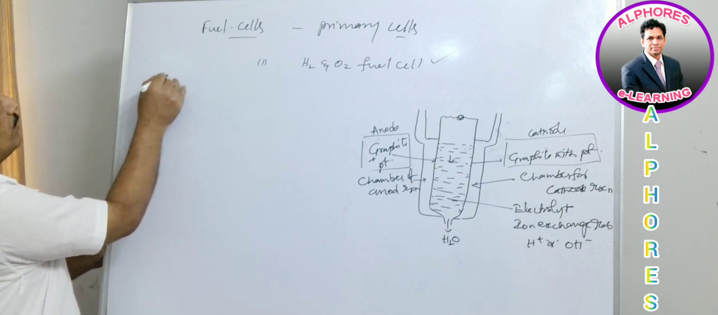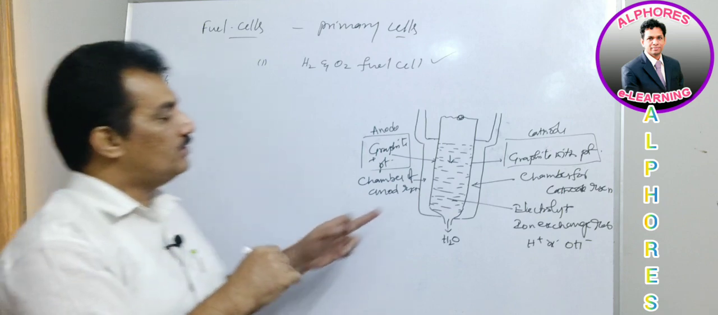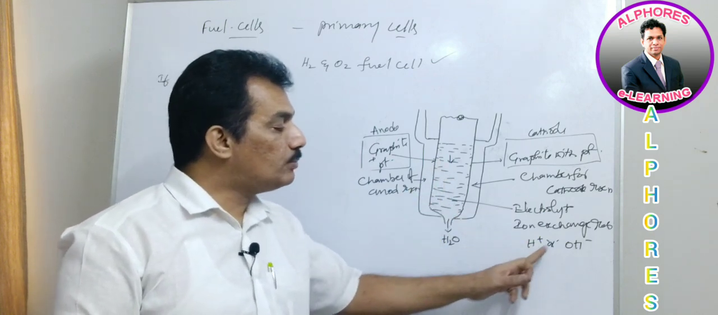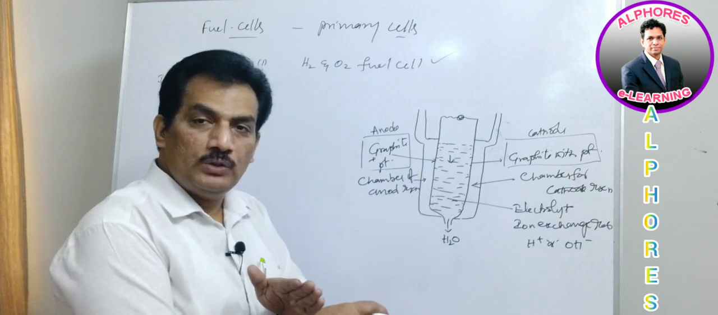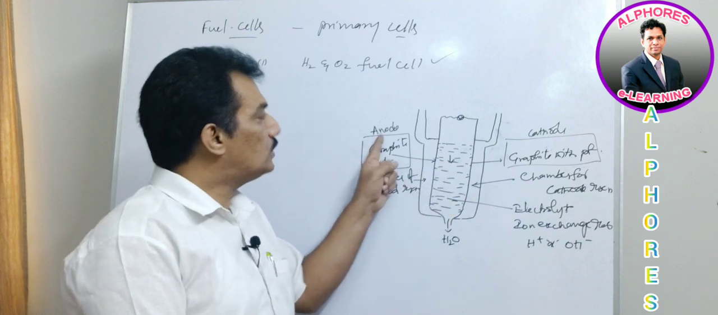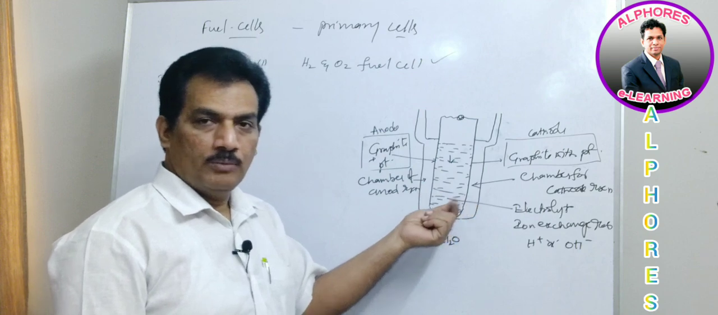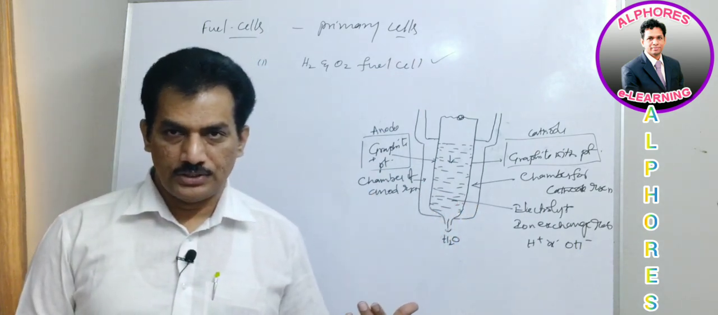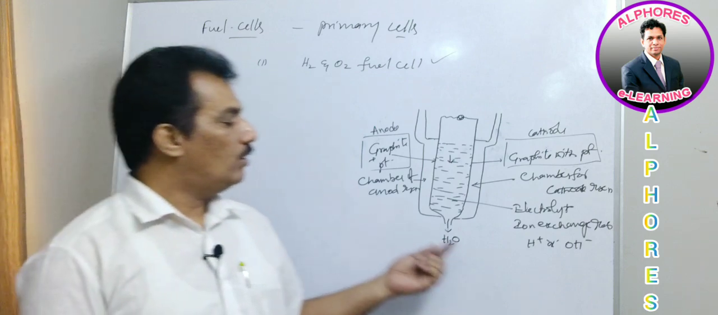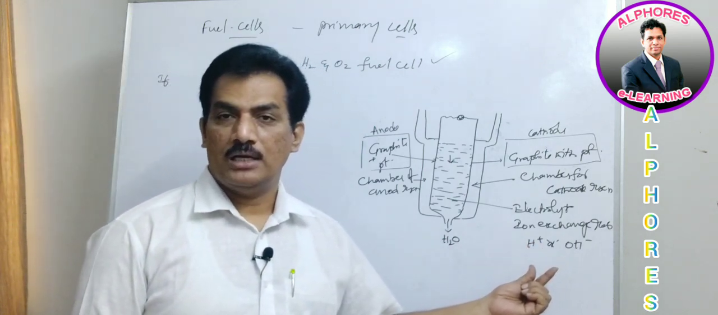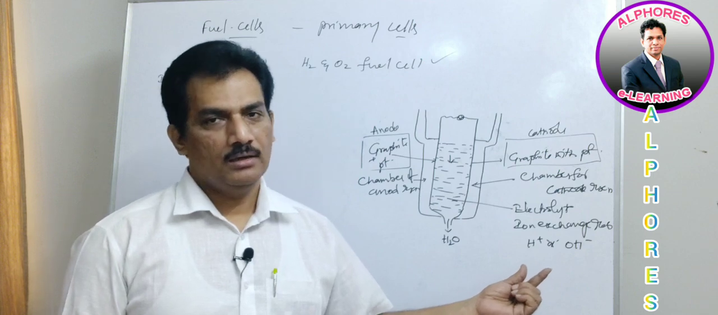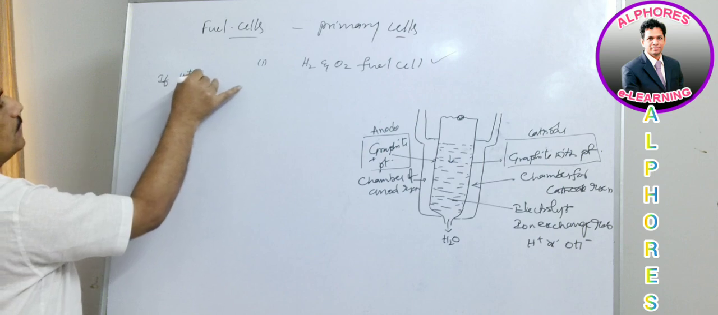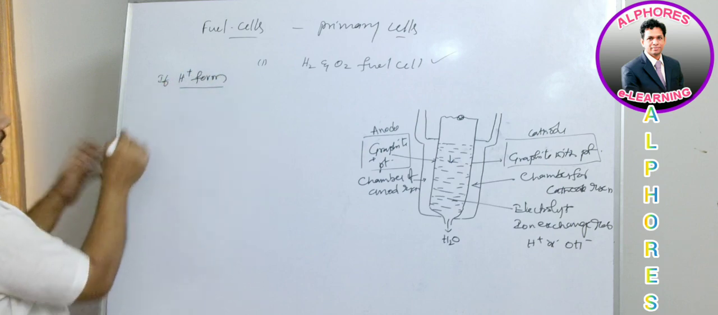First let me give the functioning of this ion exchange resin. It allows only the H plus or OH minus ions to pass through it. It never allows H2 or O2 to pass. That is, the gaseous H2 or O2 are unable to pass through this ion exchange resin. Instead, it can allow only H plus or OH minus ions to pass through it. Clear?